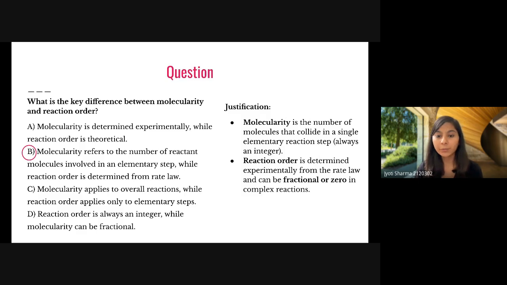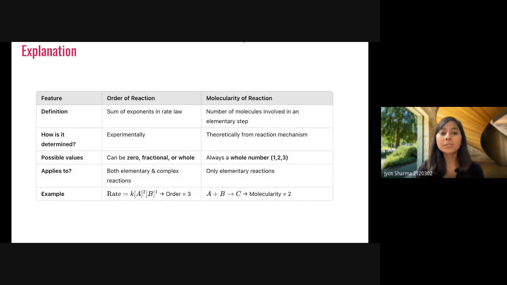This you already know. Okay, so this is important. There is a difference between order of reaction and molecularity. The definition is: order of the reaction will be the sum of exponents in the rate law. So this is the exponent. This is 2, this is 1. So order will be 3.